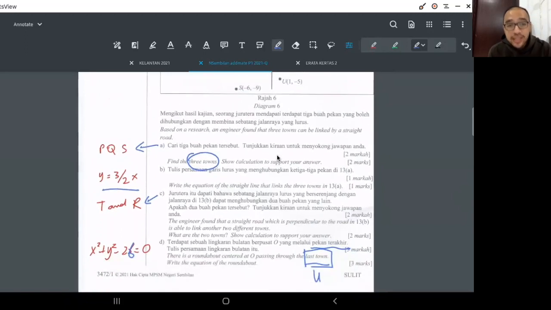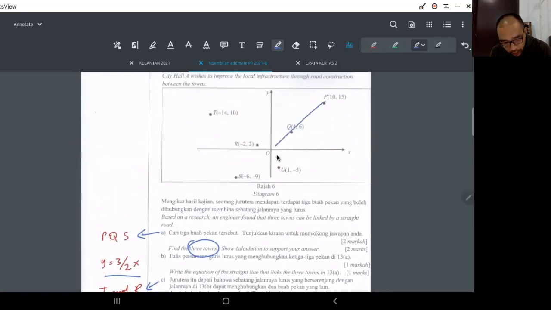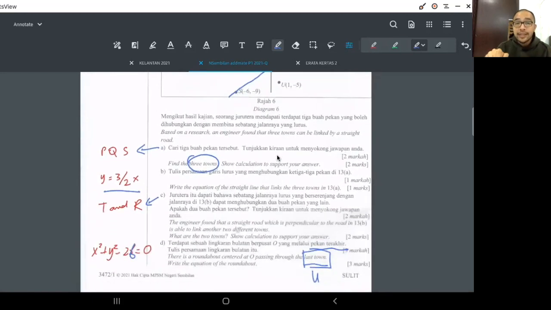Now question C. The engineer found that another straight road, which is perpendicular to the road in 13B, is able to link two different towns. So this is again another problem. Once you have gotten A, you find that P, Q, and S is one straight line. So the question is, you want to find the line that makes a perpendicular gradient.